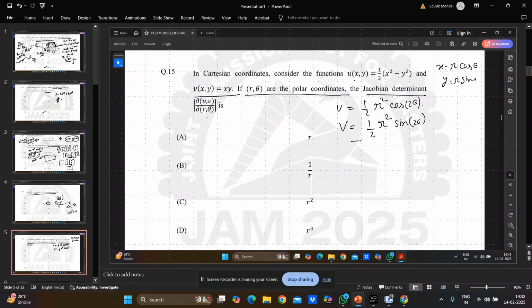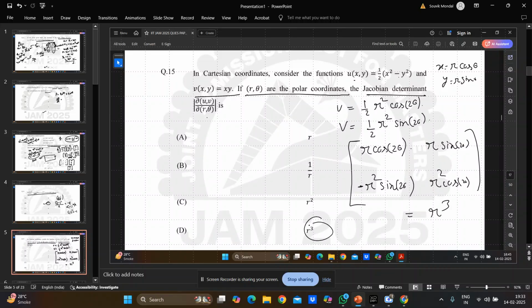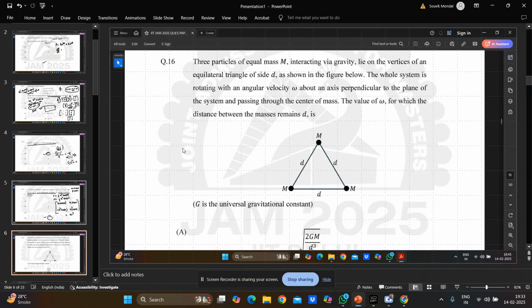Right. Now take the Jacobian quickly. So it will be r cos 2 theta, del u del r; del u del theta, that is minus r square sin 2 theta; del v del r is r sin 2 theta, and del v del theta is r square cos 2 theta. So you will get some cos square plus sin square. So theta will not appear in the solution at all. So you will simply get r cube. Okay, so r cube. Yeah. Now let's move to the next one. I guess 16.